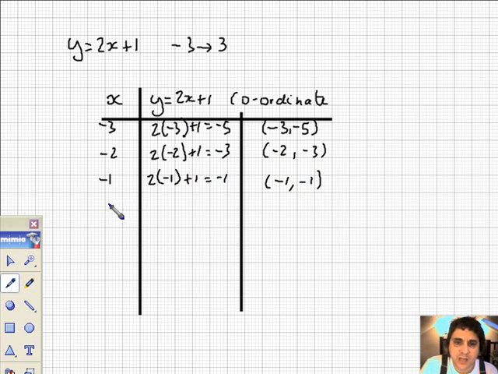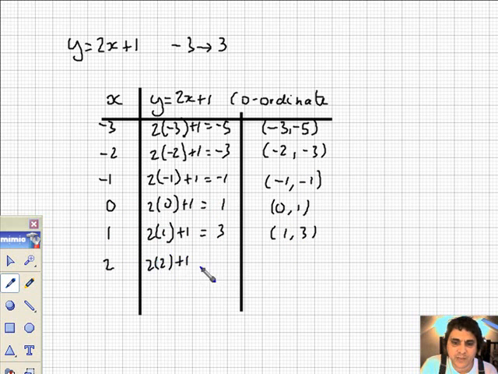All right. Now we start with 0. Well, two lots of nothing plus 1 is 1, so it creates the point 0, 1. Start substituting the 1 in. Two lots of 1 plus 1 makes 3. I've got the point 1, 3. Make the x value 2 now. I've got two lots of 2 plus 1. Well, that's 4 plus 1 is 5.